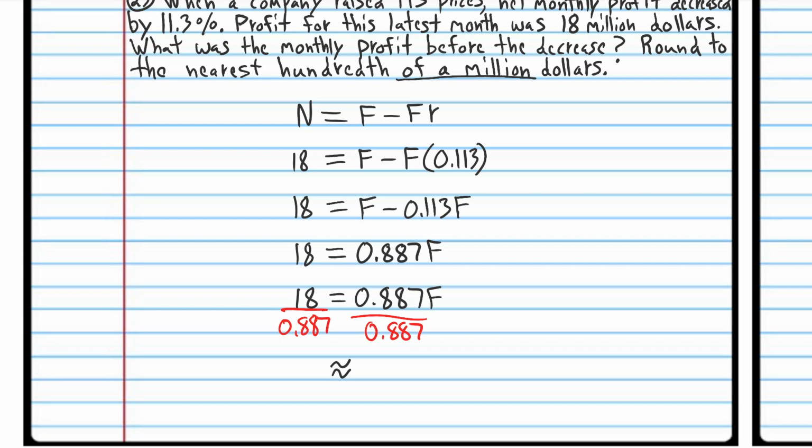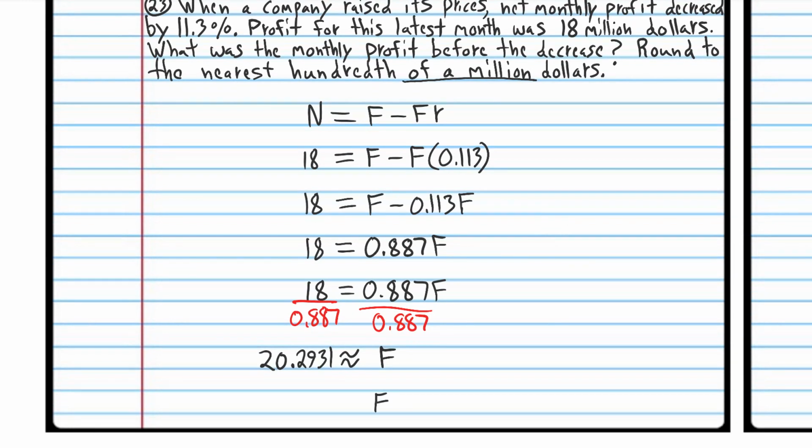So 18 divided by 0.887, and we get f is approximately equal to 20.293, and it just goes on and on. So we're going to have to round off. Before we write that, it says round off to the nearest hundredth of a million. Now be careful because it's hundredth of a million. Again, we're in units of millions, so we don't really have to move the decimal anywhere. So this is the hundredth place. That's a hundredth of a million.